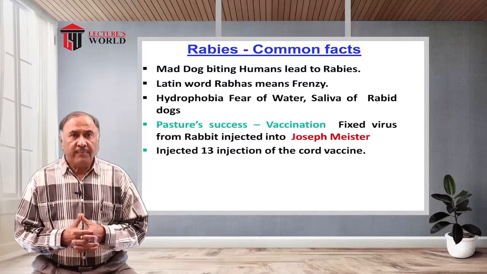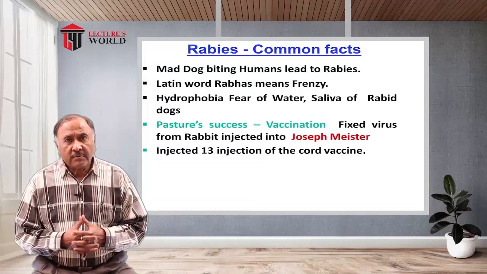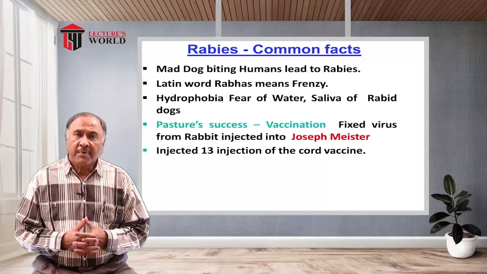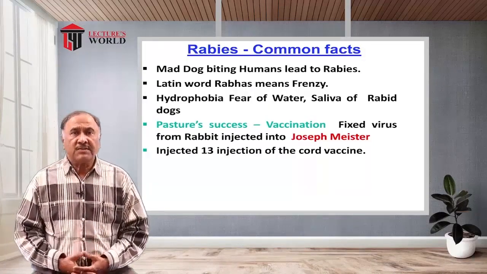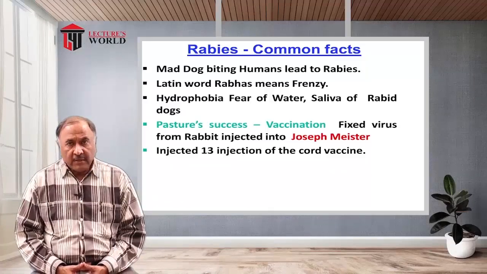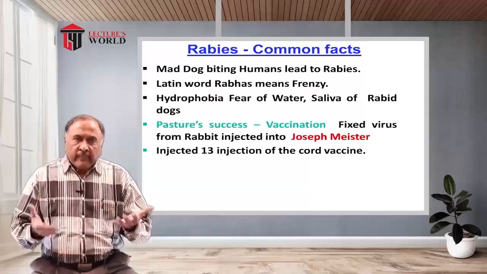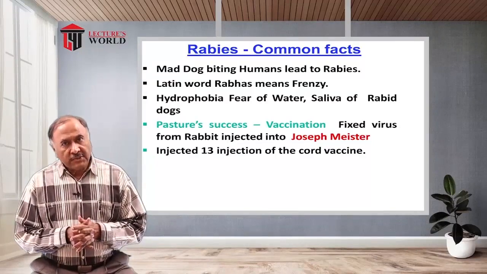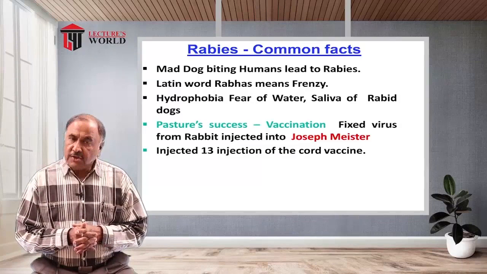It was Louis Pasteur, if you remember, who developed the vaccination against rabies by using the dry powder of the bones obtained from dead animals. It was one of the earliest vaccines developed after Jenner's vaccination for smallpox. Here it is a vaccination using the fixed virus from rabbit, which is injected into infected persons. One of the first persons who was given a vaccination was Joseph Meister, and he was injected with 13 injections of the cord vaccine.